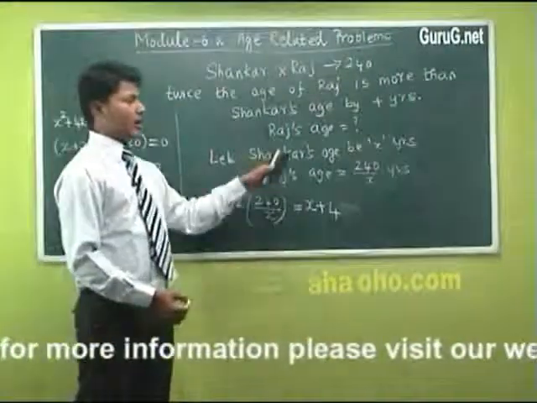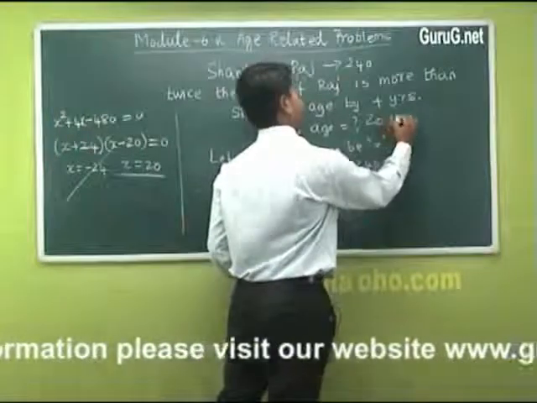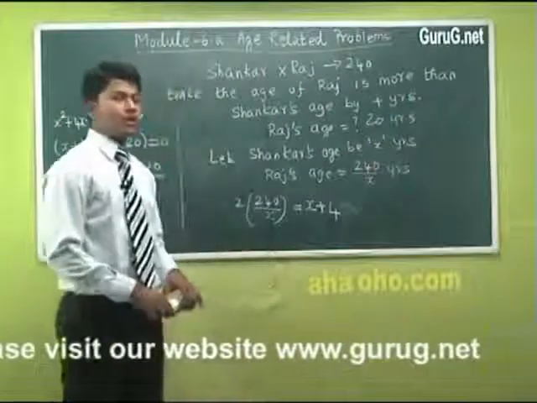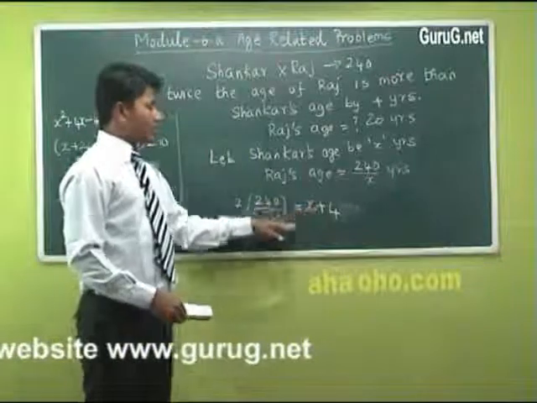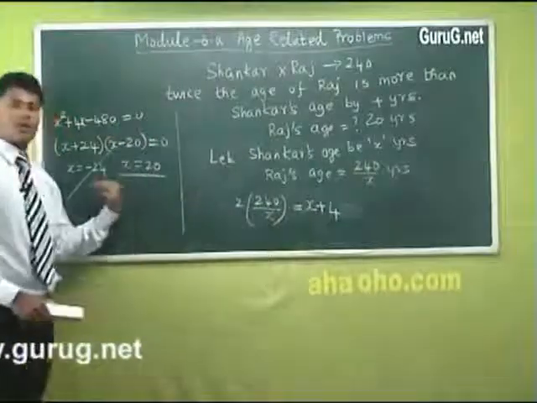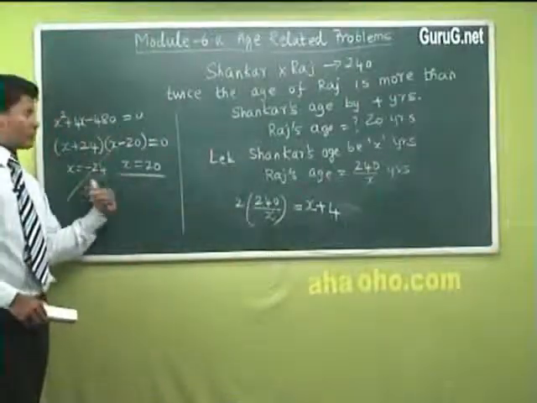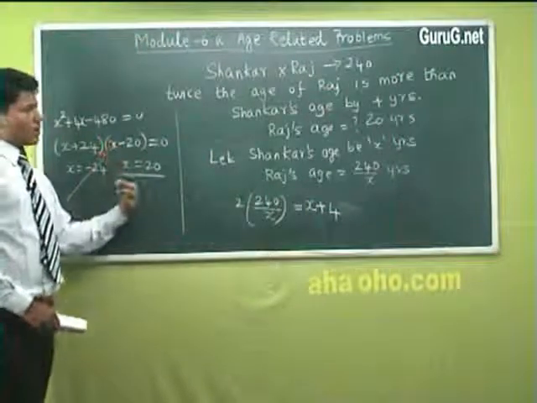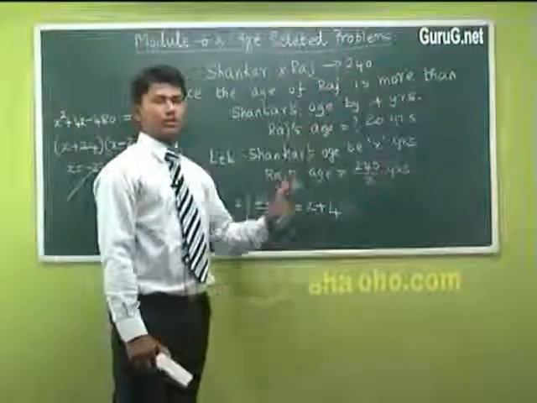So what is the age of Raj? It is 20 years. So analyze the operational word, form the mathematical form, get the answer. x is 20, age cannot be negative, so we took this value. After solving the quadratic equation, we found that Raj's age is 20 years.